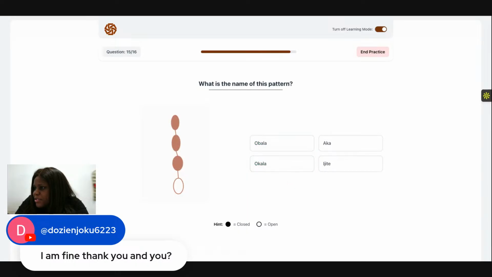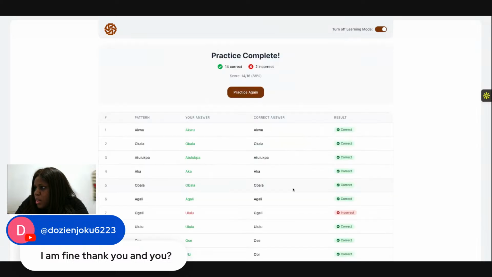And this is Okala. And this is Ululu. I got 14 right. Well, at least I got more right this time than I got last time.